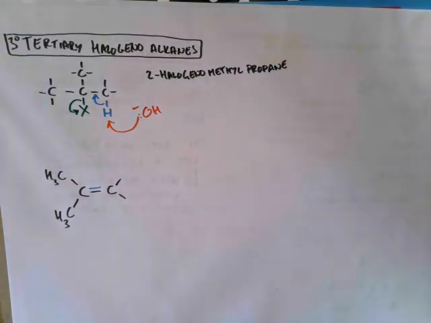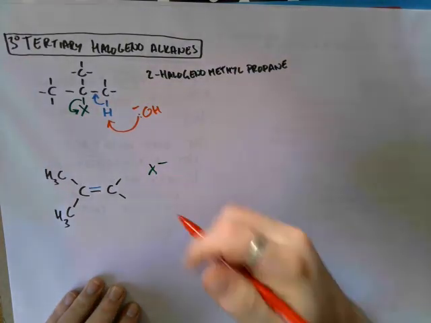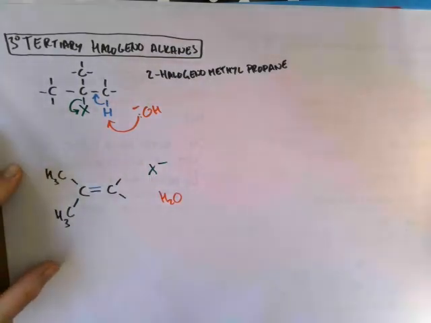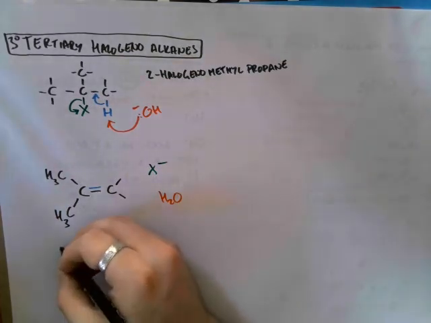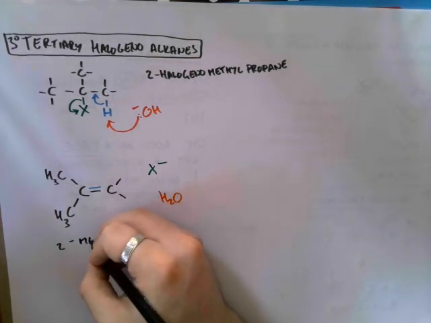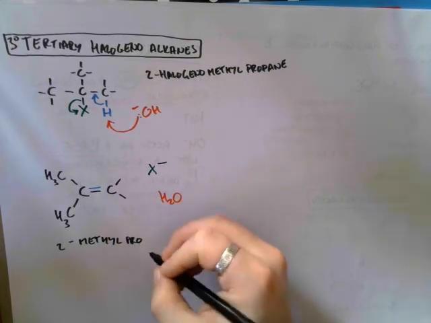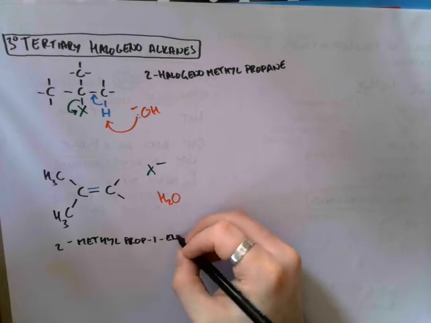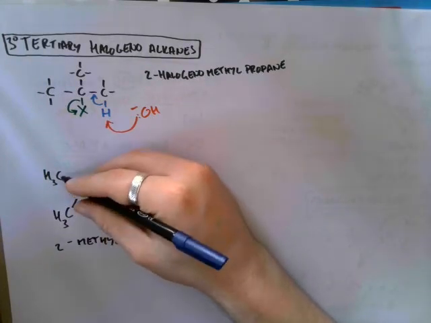When we do this, it is the exact same process. You're going to still have your halide ion. You're still going to have some water produced. And we're going to have that double bond. Now in this case, what we've got is 2-methylprop-1-ene. So here's my first carbon, second carbon, it's got a methyl group, third one.